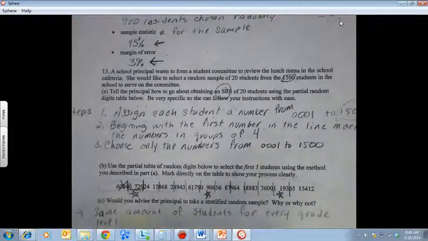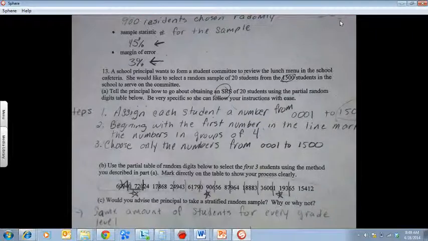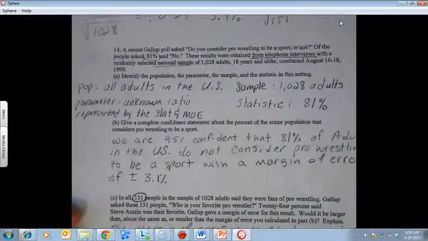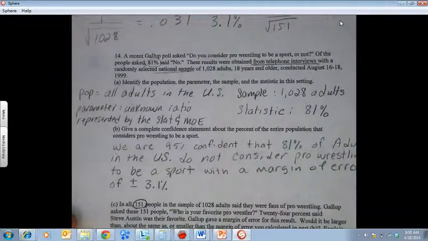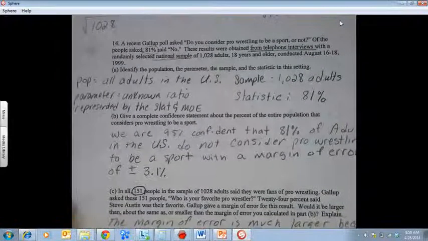Okay. Would you advise the principal to take a stratified random sample? Yes, so that you get the same amount of students for each grade in case they have different answers. All right. Second half on the back of this page. The first one is simple. It's asking the same thing that the first one in question 12 was asking. What is the population, the parameter, the sample, and the statistic?